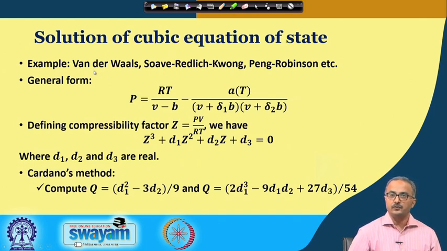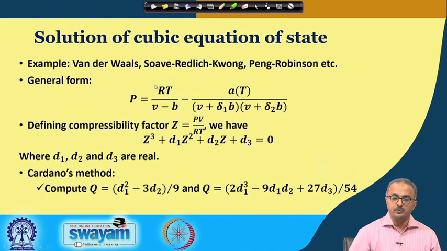There are many cubic equations of state. Van der Waals was the first one which was proposed, and later many such equations came. Redlich, Kwong, these are names of scientists. Then Peng, Robinson, the names of two scientists. So by their names we have many cubic equations of state.